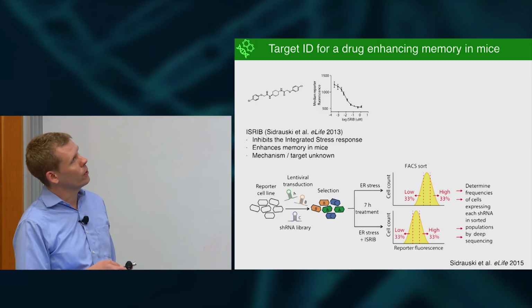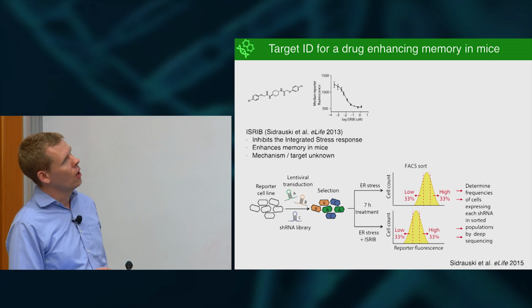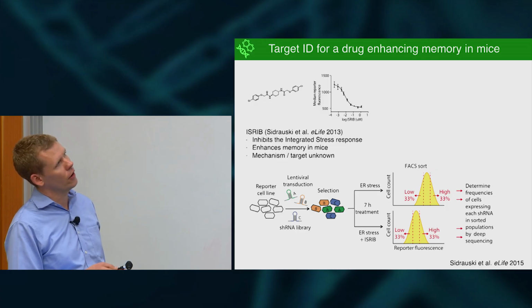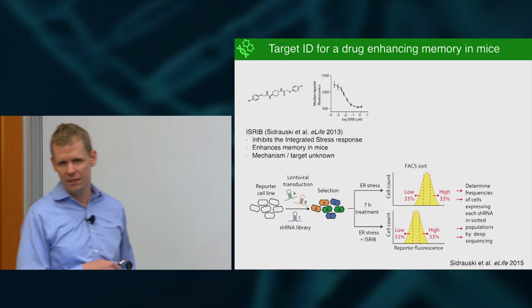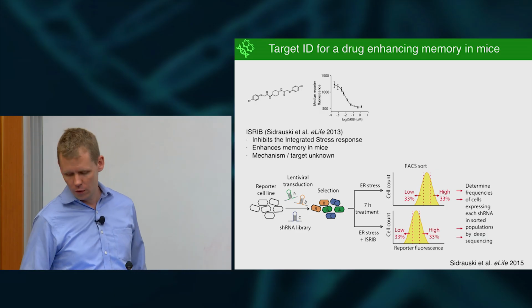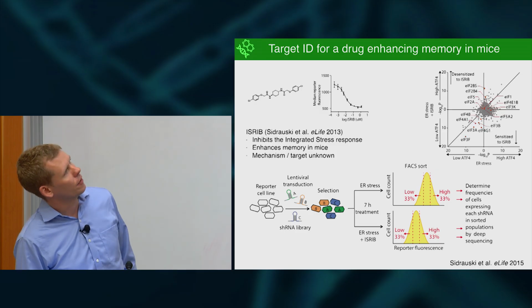So I generated a reporter cell line for the stress response, and we had a scheme where we induce stress either by itself with a small molecule that induces endoplasmic reticulum, ER stress, or in the presence of half maximal concentration of the compound, leading to either more or less activation of this fluorescent reporter. And then we FACS sorted cells that had either the lowest third or the highest third of reporter levels in both cases. And then we asked what gene knockdowns are enriched in those populations, what are the phenotypes.